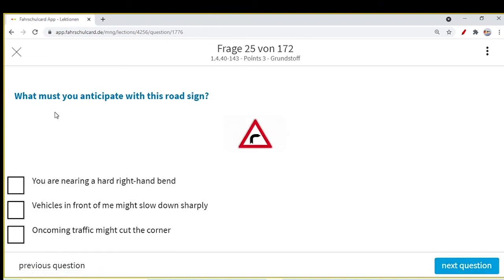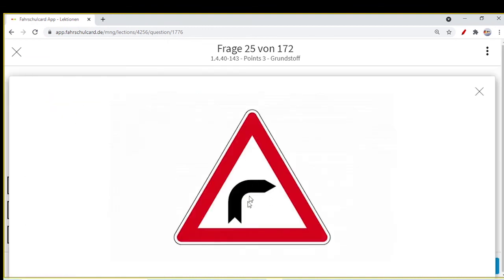The next question is, what must you anticipate with this road sign? You see, previously we have seen a kind of bend which was going straight, then a bit right, and then straight. It is a medium sharp turn, but if you see this sign, it's called a sharp bend. It is a very sharp bend. Over here you need to reduce your speed. You need to be very careful that your car could skid out. You need to be very careful that oncoming traffic can hit you. In this kind of sharp bend you need to be very careful.